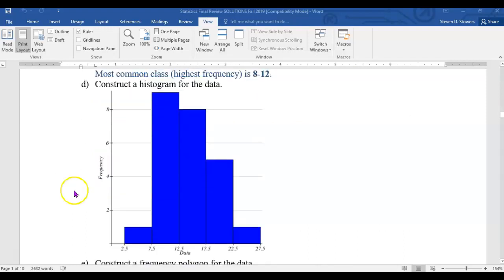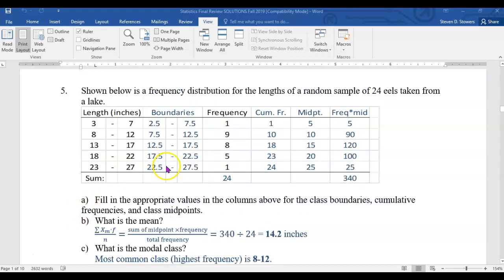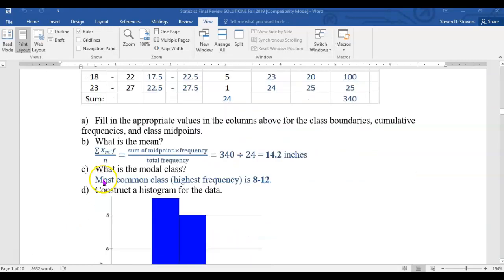A histogram for this set of data would look like this. Notice it is labeled with the class boundaries. So the first class is between 2.5 and 7.5. The second class is between 7.5 and 12.5, and so on. So the boundaries are the points between one class or one bar and the next. And then the heights correspond to the frequencies.